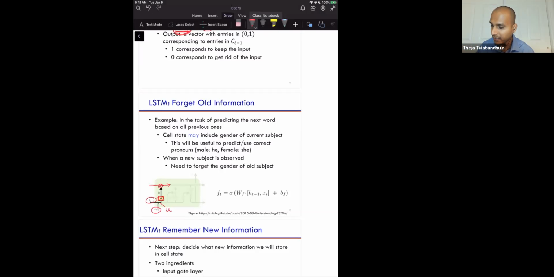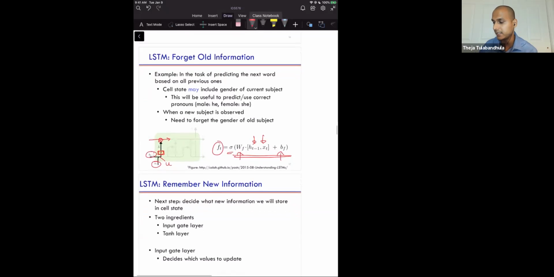So that operation, you can show it explicitly as this. HT minus 1 and XT are inputs. You have parameters in that gate, WF and BF for the forget gate, and then a sigmoid operation. You produce a vector which is between 0 and 1. You multiply element-wise with the CT minus 1.